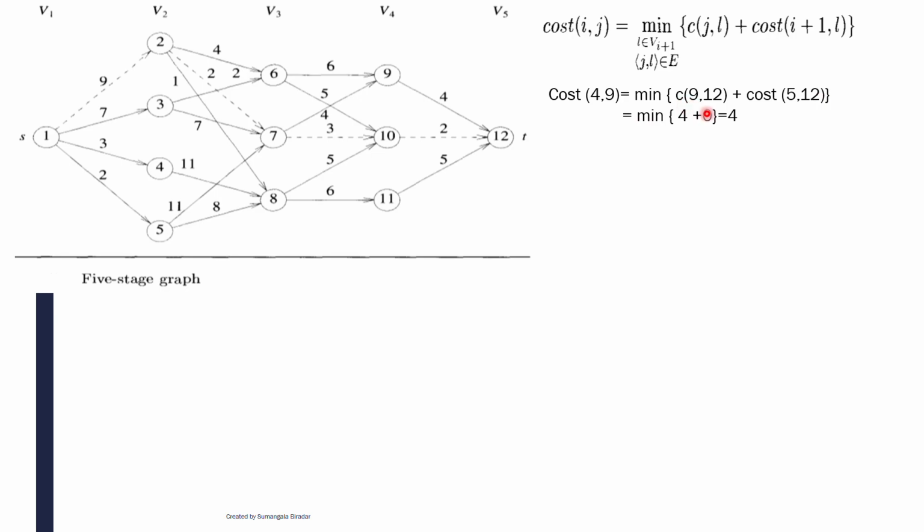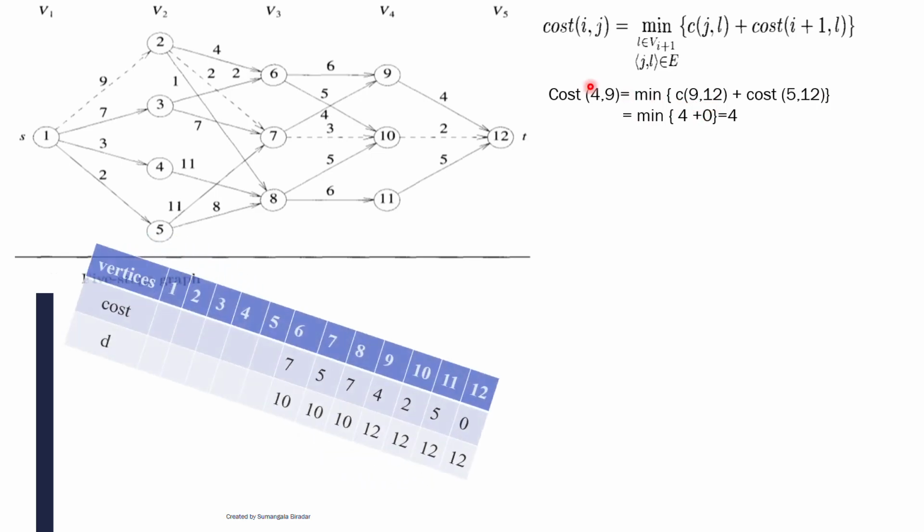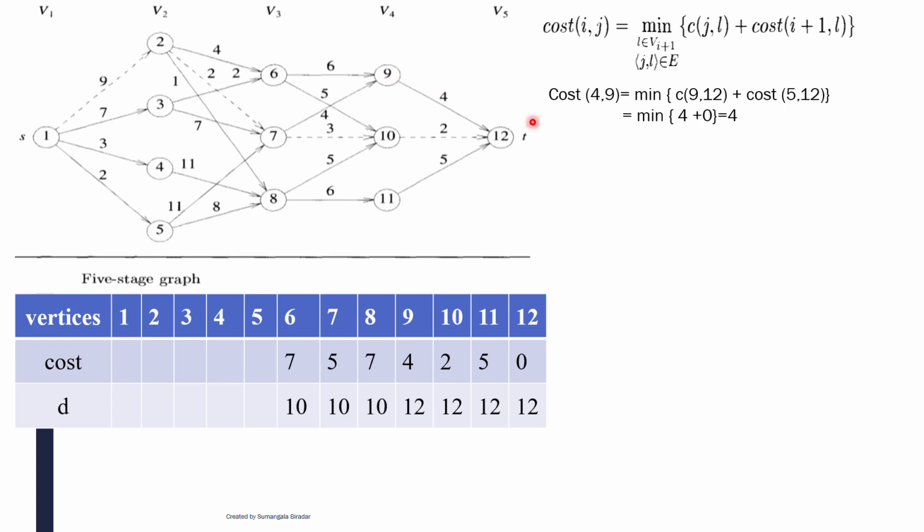So cost of 9 comma 12 here. C of 9 comma 12, J comma L, means the edge cost which connects these two vertices. So 9 to 12 is the edge it connects, and the cost is 4 here. Plus cost of I plus 1, that is 5 comma 12. For that we have to refer to the table here.